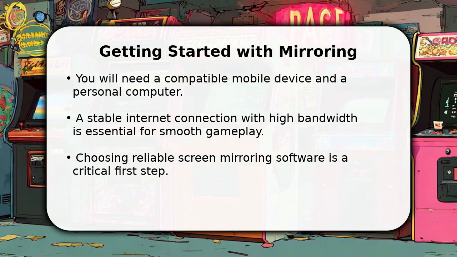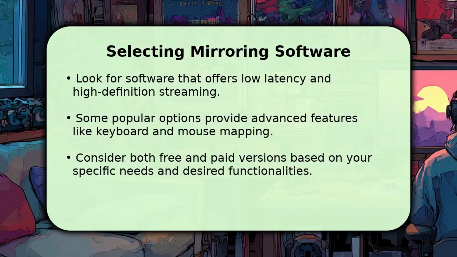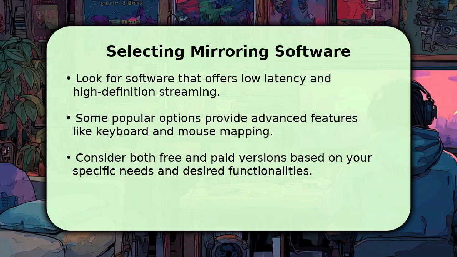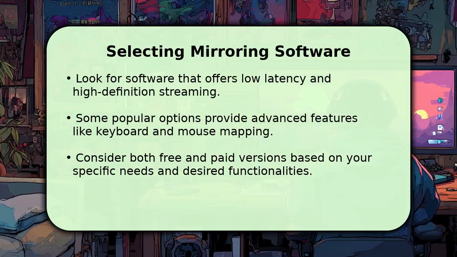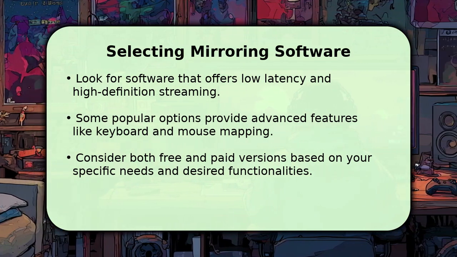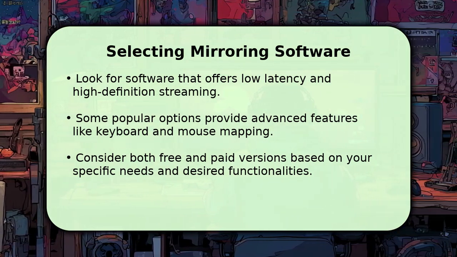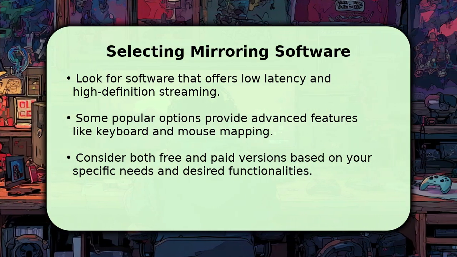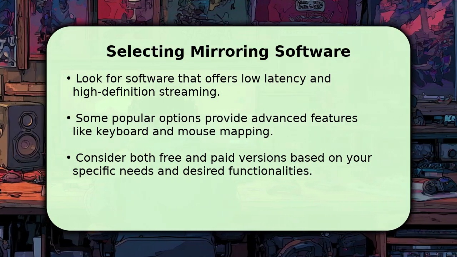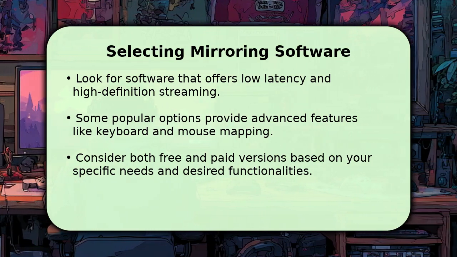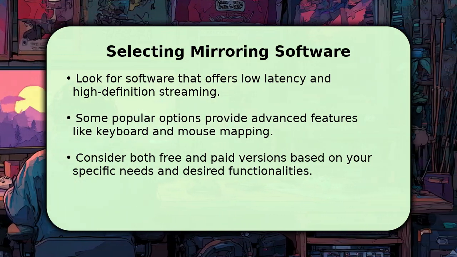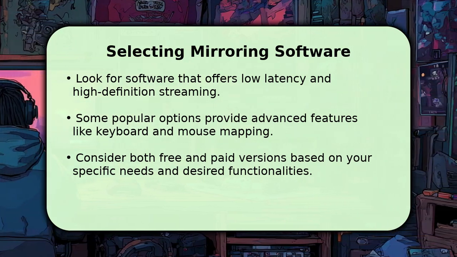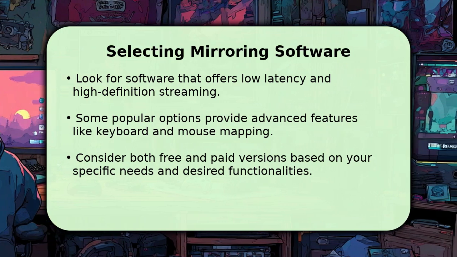The right mirroring software significantly impacts your gaming experience, so choose wisely. Prioritize applications known for very low latency and clear, high-definition video transmission. Many excellent options offer built-in keyboard and mouse mapping, which is crucial for competitive play on a personal computer. You might explore a free trial first, then invest in a premium version for enhanced features and uninterrupted sessions.